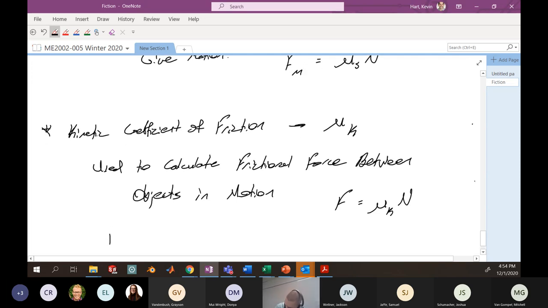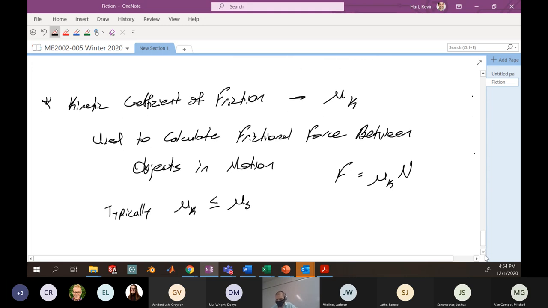Usually, mu sub k is less than, sometimes equal to, the static condition. There would have to be some weird stuff going on for that not to be true.